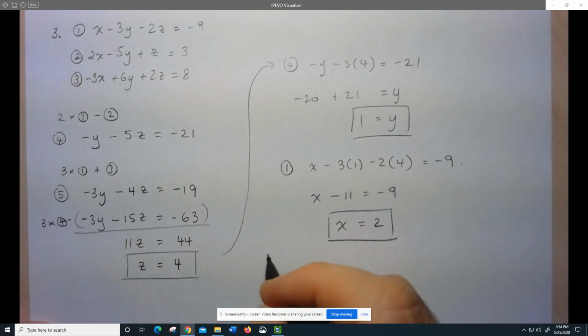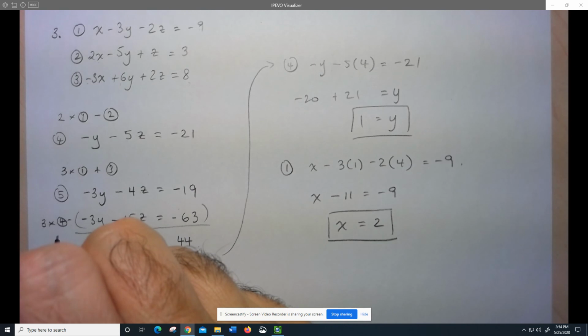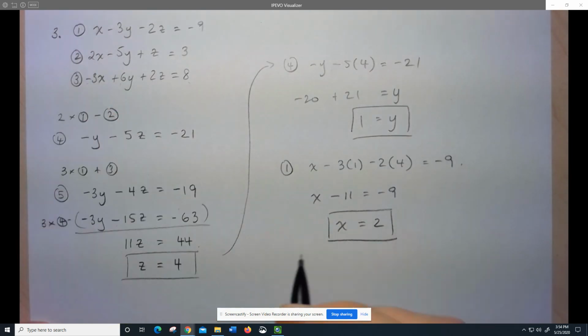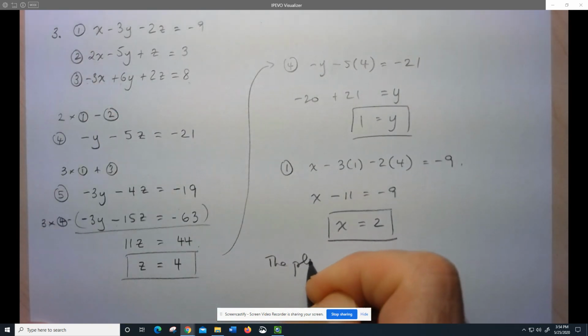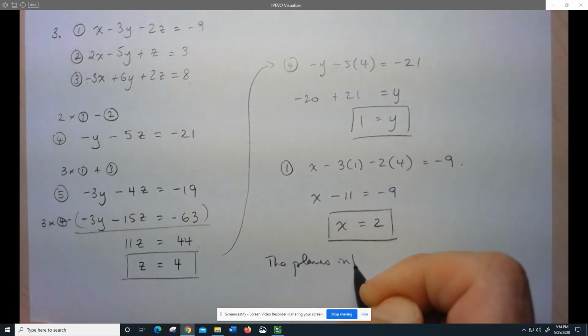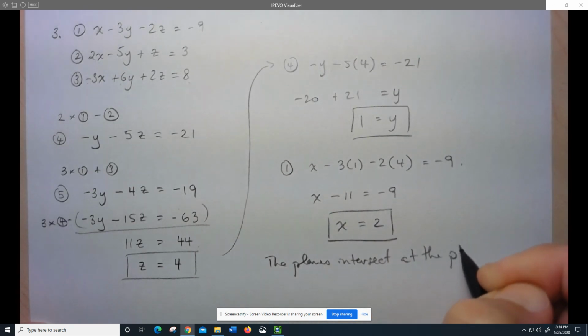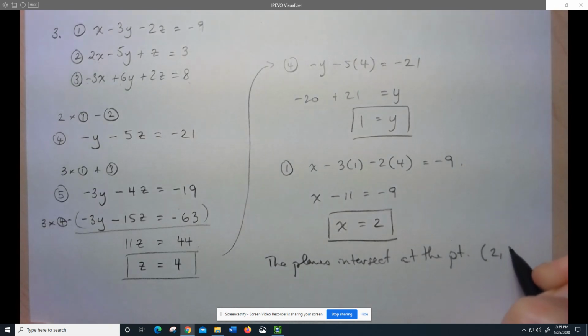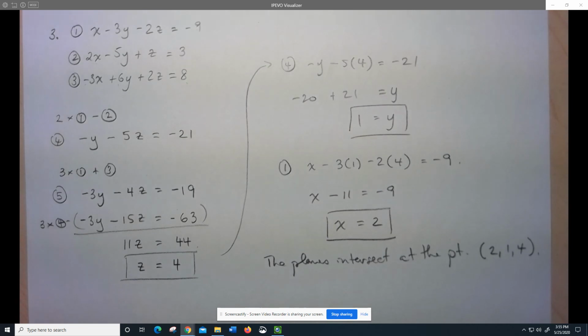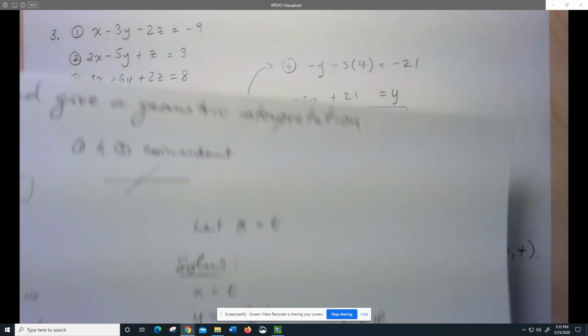So geometrically, because remember it also asks for the geometric interpretation, we say that the planes intersect at the point, okay, 2, 1, 4. All right. So just a recap here.